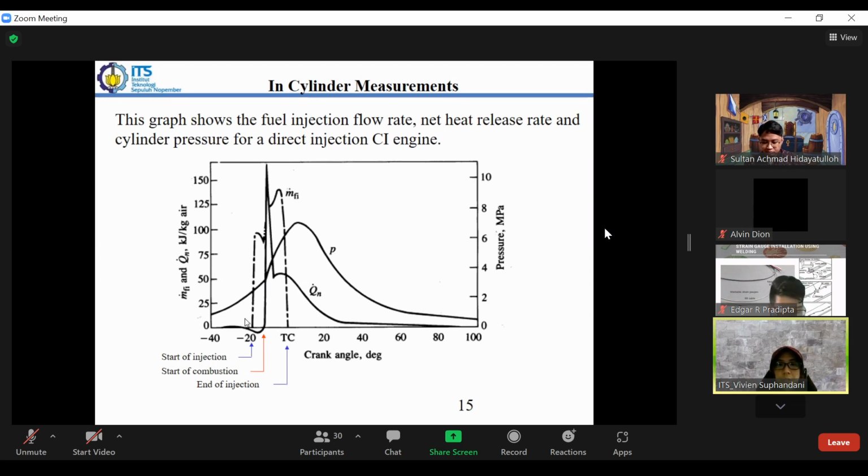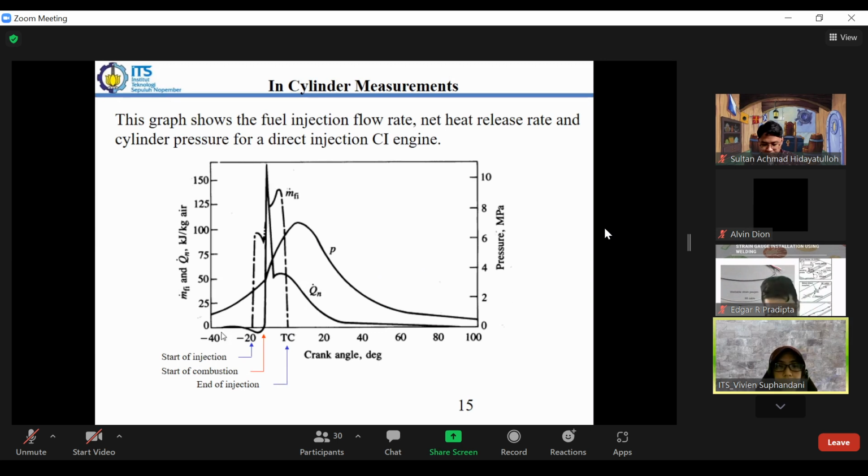So here we have the mass flow rate. If this is the top dead center, the fuel is injected here. Sometimes it is injected very close to the top dead center or a little bit afterwards, so more or less it is here.